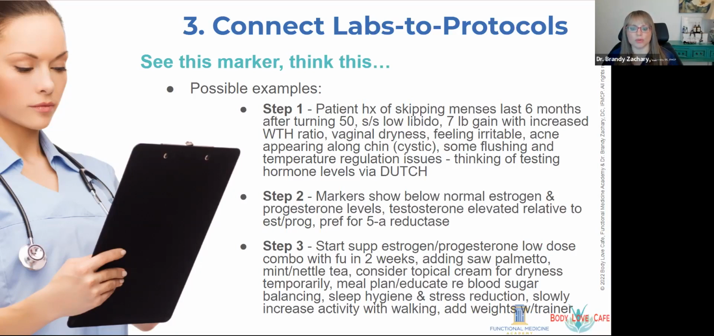So you decide to start with some supplemental estrogen and progesterone, not going for full bioidentical hormones. So sort of a low-dose combo with follow-up in 2 weeks. You added some saw palmetto, told them to have some mint and nettle tea. Considering a topical cream for dryness temporarily. You're giving some meal plans and doing some education regarding blood sugar balancing, proper sleep hygiene, stress reduction. You're slowly going to have them increase activity with walking, adding some weights, possibly working with a trainer. And then depending on the progress, that will direct which direction you go.